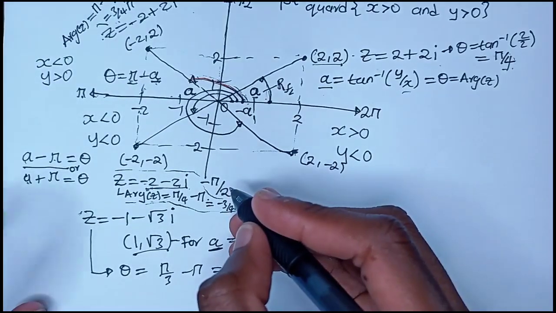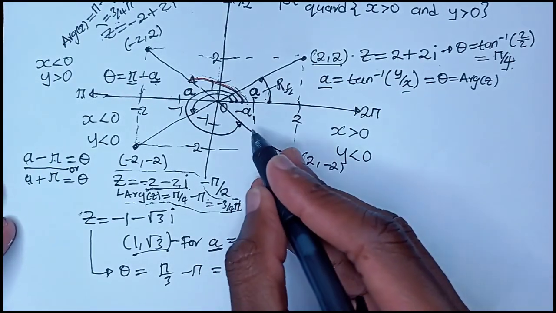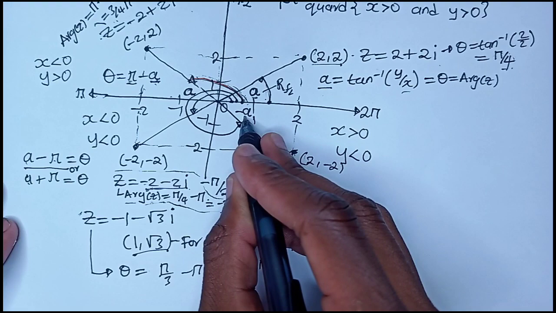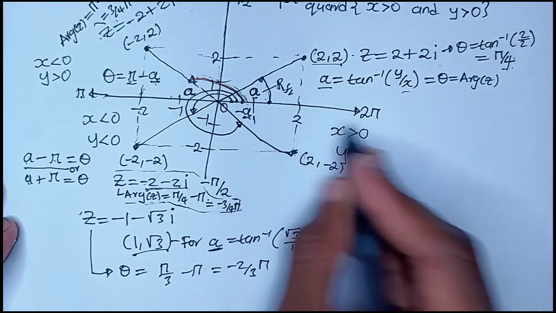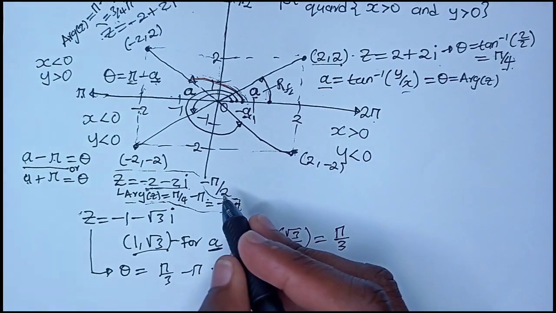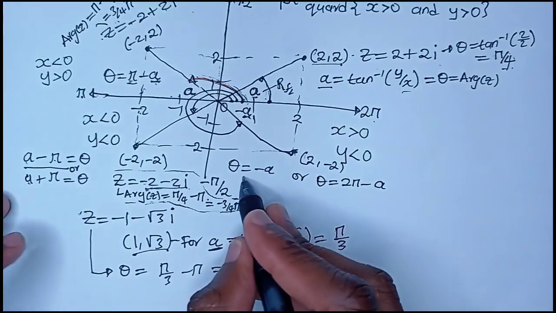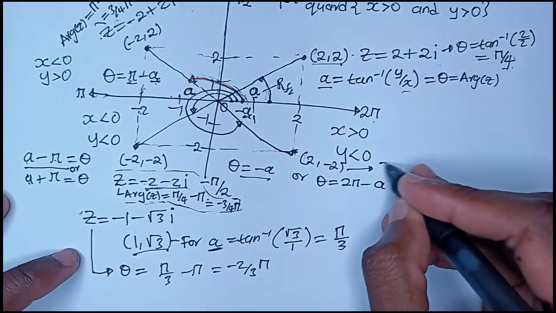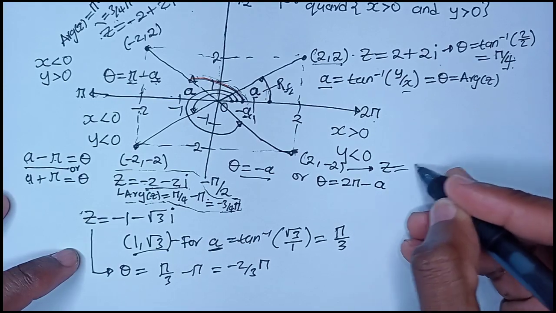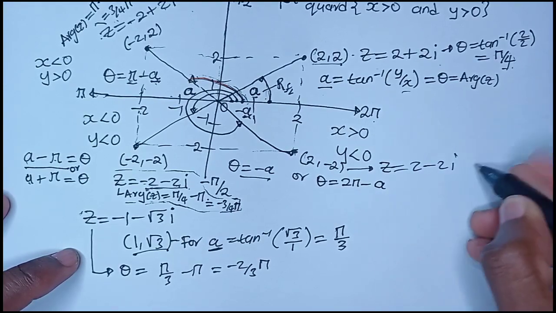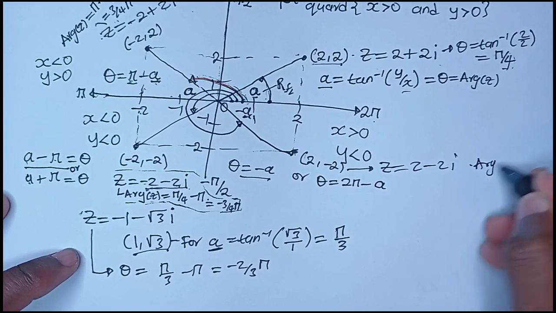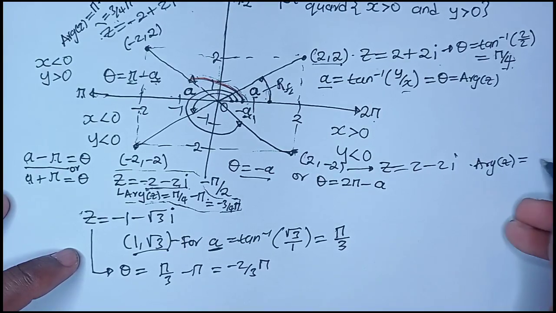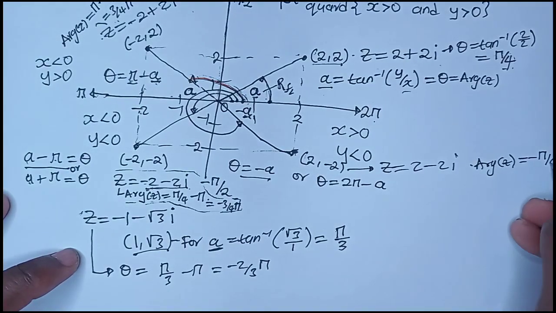So the argument of complex number is either given by -a or 2 pi minus a. But we are used to -a. So for this very much problem, you can see your z is defined by 2 minus 2i. It means that the argument of z is given by -pi over 4.